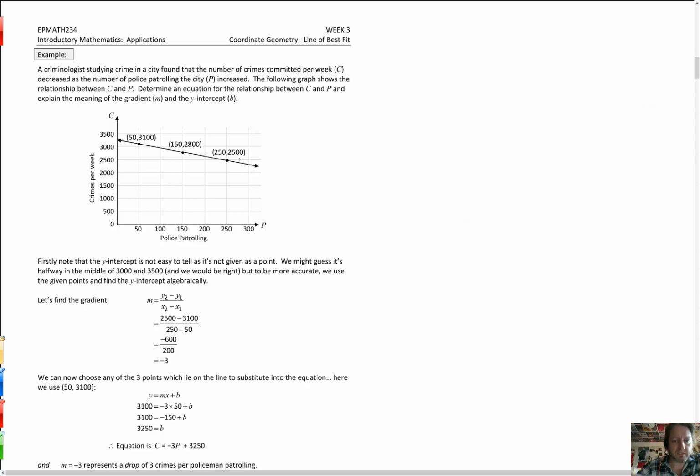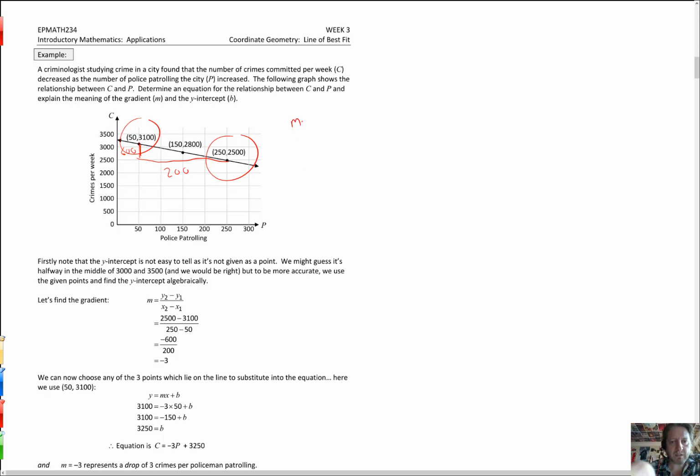Let's find the gradient of this line. Now I've got 3 points. I don't need 3 points. I'll pick any points I want. I'll follow on with what I did here, which is, looks like I picked these 2 points. As good as any. And I said, let's find the gradient. So here I've used the formula, just to do something different. I'll use the triangle. What's the horizontal run? It went from 50 to 250, well that's 200. What's the vertical rise? It went from 2,500 up to 3,100. Well, that's a gap of 600.